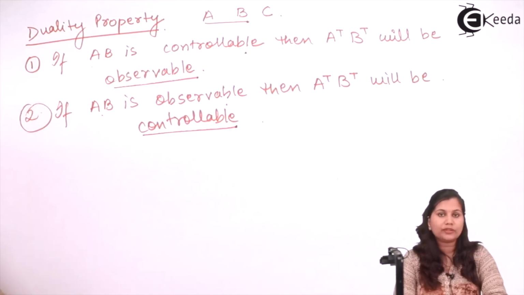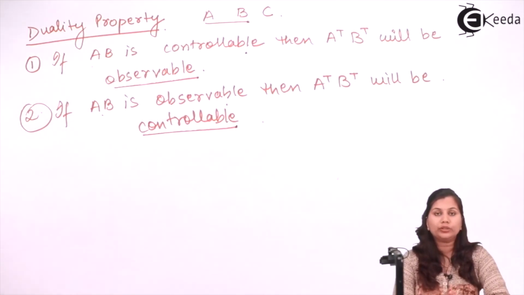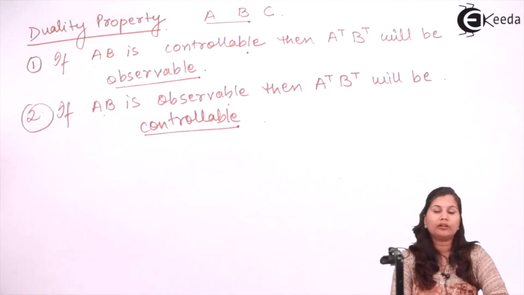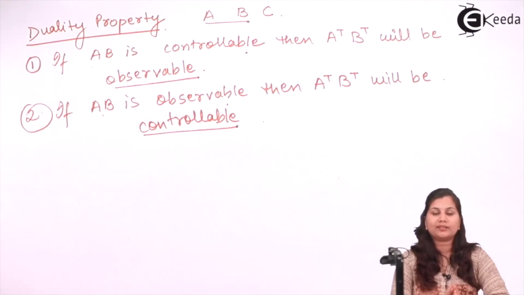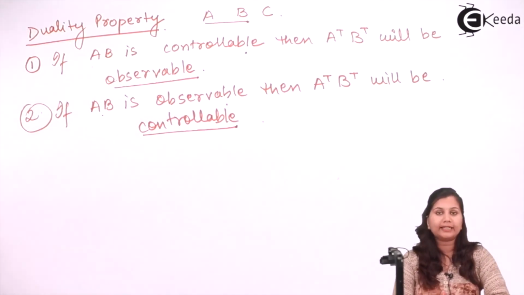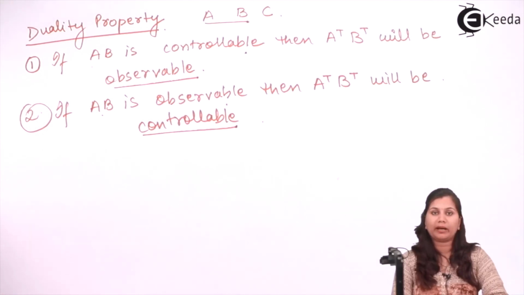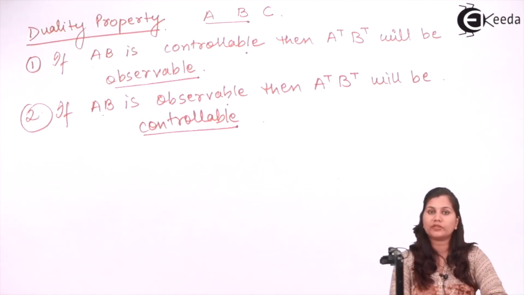So in this video, we have studied two important terms, controllability and observability, related to control systems: how we can determine whether a system is controllable or not controllable, and the second test was about how we can determine whether a system is observable or not observable. So I hope this topic is clear to you.